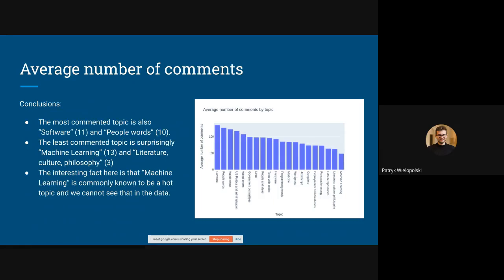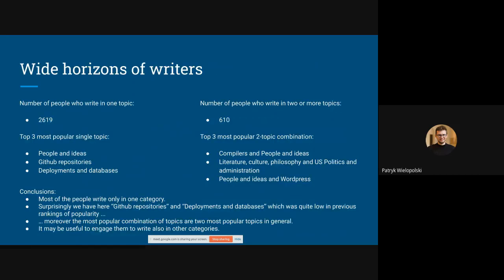We can now go to the average number of comments. Again, the most commented topics are software and people words. The least commented topics are surprisingly machine learning and literature, culture, and philosophy. It's interesting that machine learning is commonly known to be a hot topic, and we cannot see that in the data, so people don't talk about it.